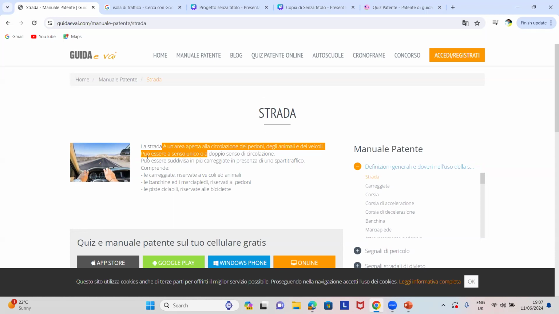Now, può essere a senso unico o doppio senso di circolazione. They're telling us that strada can be one-way movement or double sense of movement. What does this mean? Guys, I'm breaking this down for you. I want to show you something again before we continue.